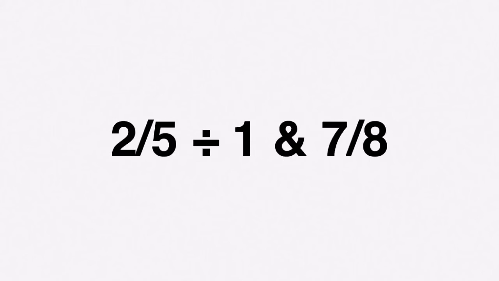This one I want you to try on your own. 2/5 divided by 1 7/8. What does that equal? Work it out. Change this mixed number into an improper fraction, then use the multiplicative inverse to multiply.